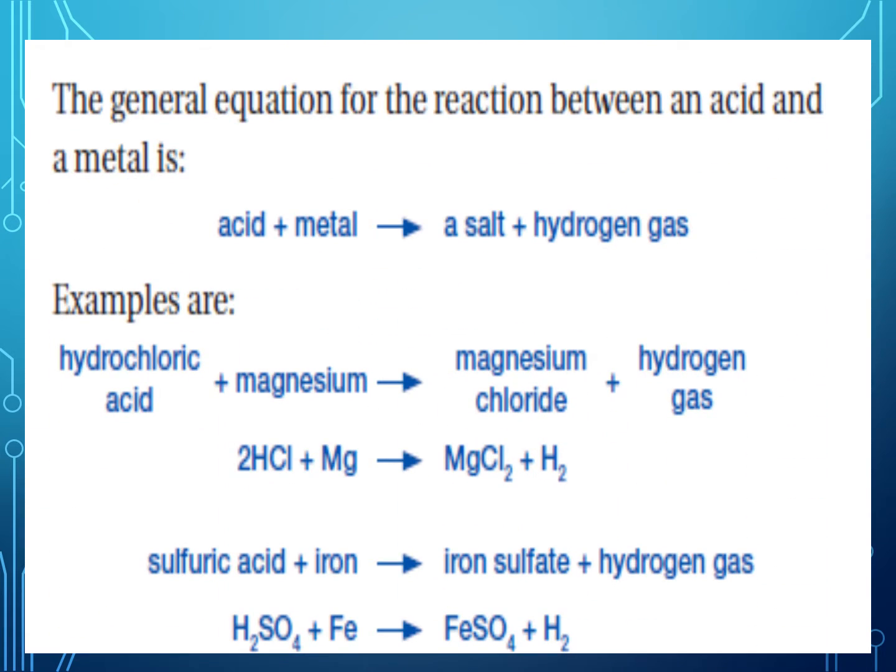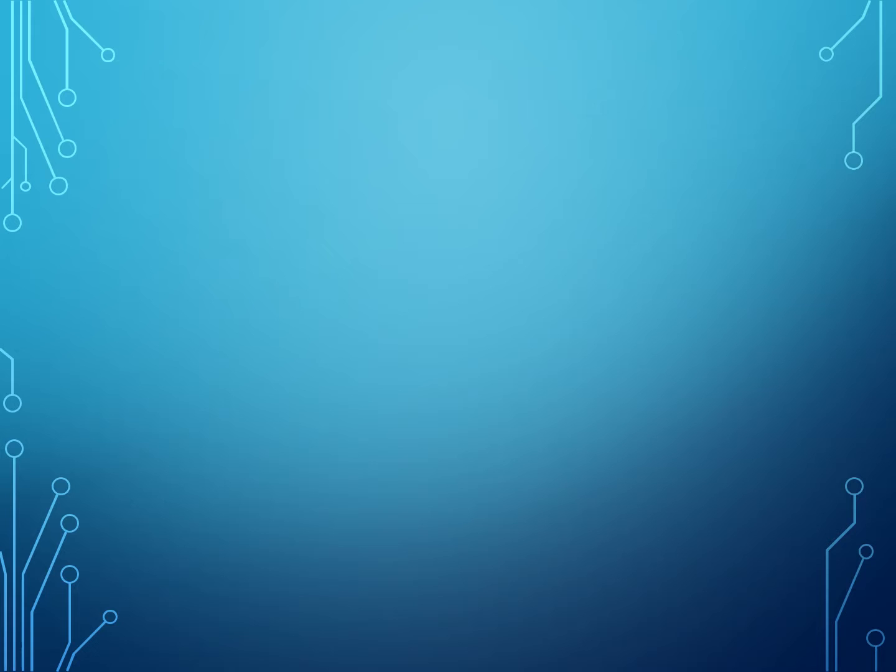So, if we're looking for an acid and metal, it forms a salt and hydrogen gas. And good examples of those are hydrochloric acid and magnesium, forms magnesium chloride, which is the salt, and hydrogen gas, and you can see the reaction below it. Another one is sulfuric acid and iron, and that produces iron sulfate, which is the salt, plus hydrogen gas.